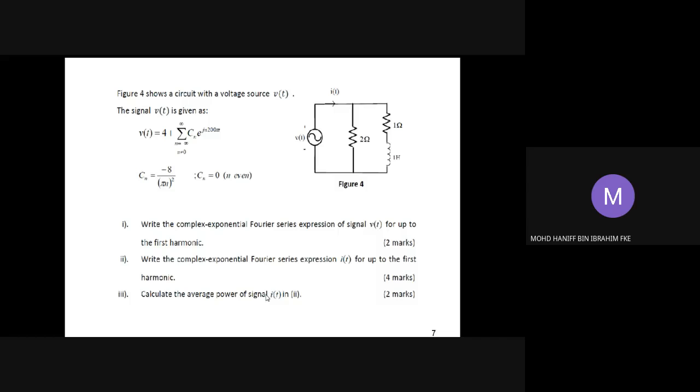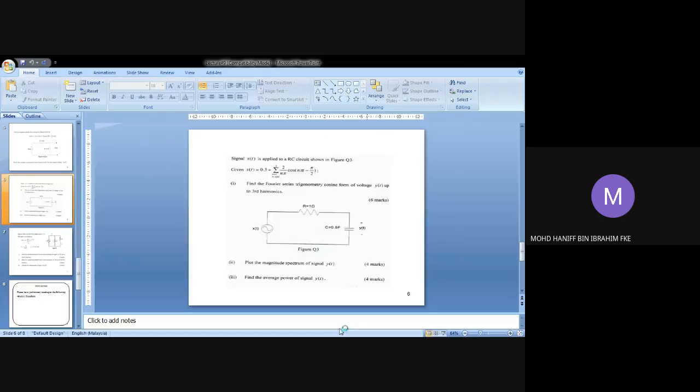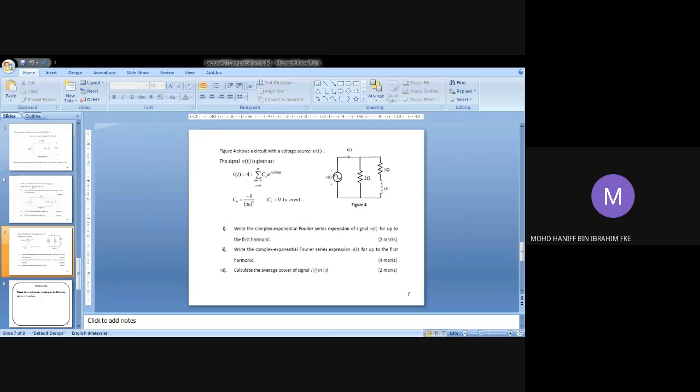Okay. Hopefully you understand the questions clearly. Right, so let's have a look at the solutions for this example.